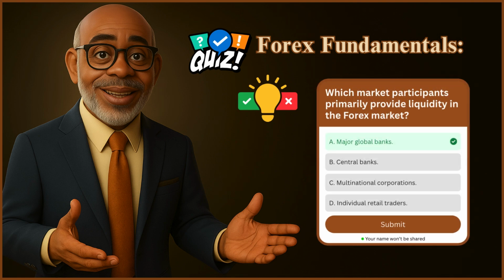The correct answer is A, major global banks. These institutions make up the interbank market, where the largest volumes of currency are traded, creating the deepest liquidity for Forex.